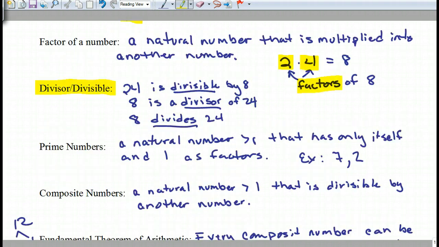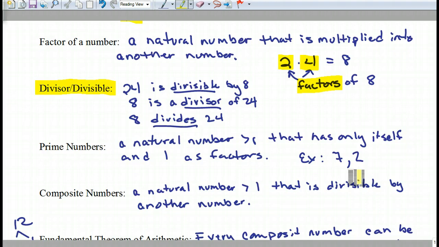A prime number is a natural number that's greater than 1 that has only itself and 1 as a factor. An example of that would be 7. And the only prime number that's even is the number 2. All other even numbers are not prime.